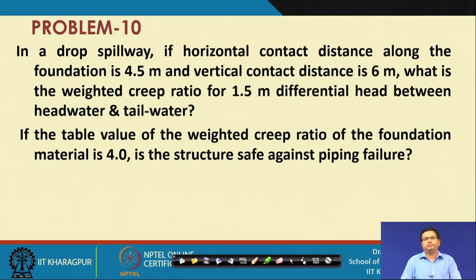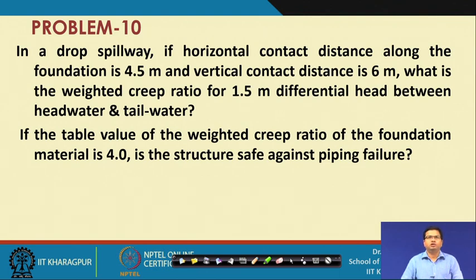Now, problem number 10. In a drop spillway, if horizontal contact distance along the foundation is 4.5 meter and vertical contact distance is 6 meter, what is the weighted creep ratio for 1.5 meter differential head between head water and tail water? So, this is a similar problem. The horizontal contact distance is given as 4.5. So, for calculating the weighted distance, you have to take 1/3 of that distance. Then vertical contact distance is 6 meter, so you have to take as such 6 meter. Then what is the weighted creep ratio for 1.5 differential head? So, h is here 1.5 meter differential head.